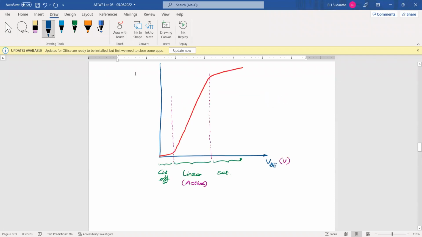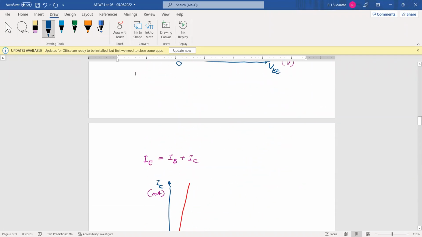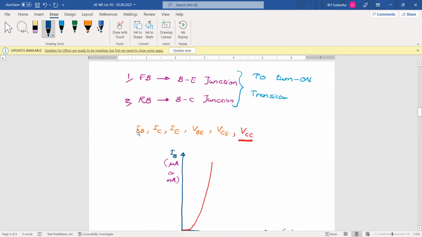Now here, up to this point, what are the parameters we have used? IB, we know the relationship between IB and IC. If you know IB and IC, we can find IE. But we know VBE also. The relationship between VBE and IB, we know it. When you turn on the base emitter junction, we know that IB is there. If you know the behavior of IB, you can say about IC also. But still we didn't use VCE.